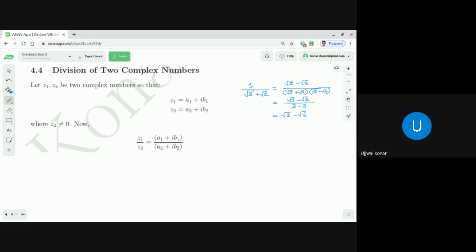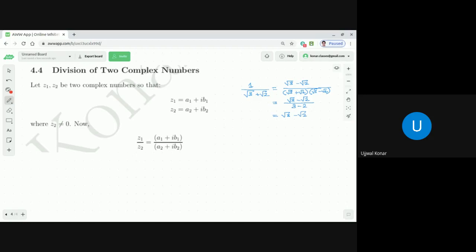As you remember, we discussed earlier that we always try to represent a number so that in the denominator there is no irrational number. We are going to apply a similar concept here. What is the similar concept, dear students? We will multiply both numerator and denominator by a2 minus ib2. And a2 minus ib2 has a proper name: it's called the conjugate of the complex number a2 plus ib2.